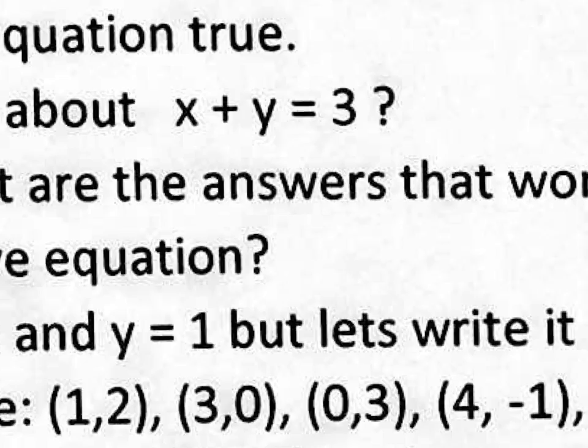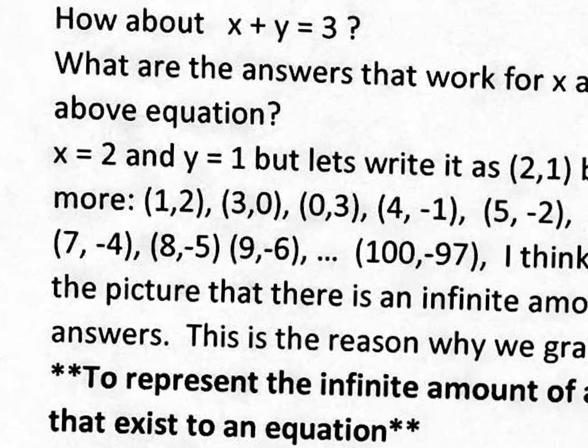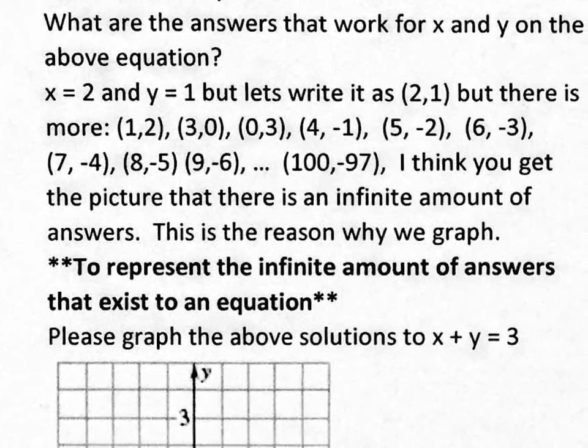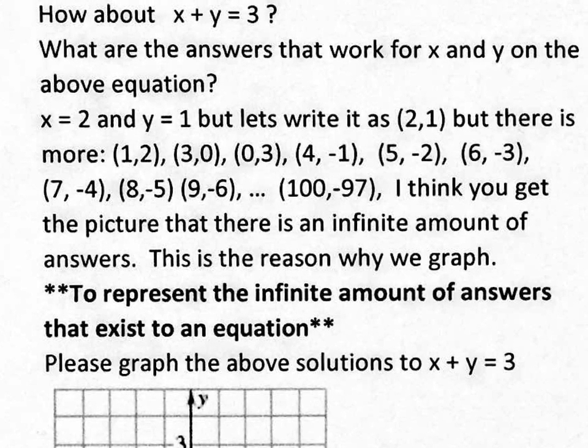And right here on the typed up notes that I don't want you to even copy down, I explained that there's more than just the answer 2 and 1. So 2 plus 1 gives you 3, but there's also 3 and 0, 0 and 3, 4 and negative 1, 5 and negative 2, 6 and negative 3, 7 and negative 4, 8 and negative 5, 9 and negative 6, 10 and negative 7, 11 and negative 8, and so on and so on. You could even do 100 and negative 97. You could do 1,000 and negative 997, right? There's an infinite amount of answers. So I think you get the idea that there's an infinite amount of answers to an equation that has two variables.